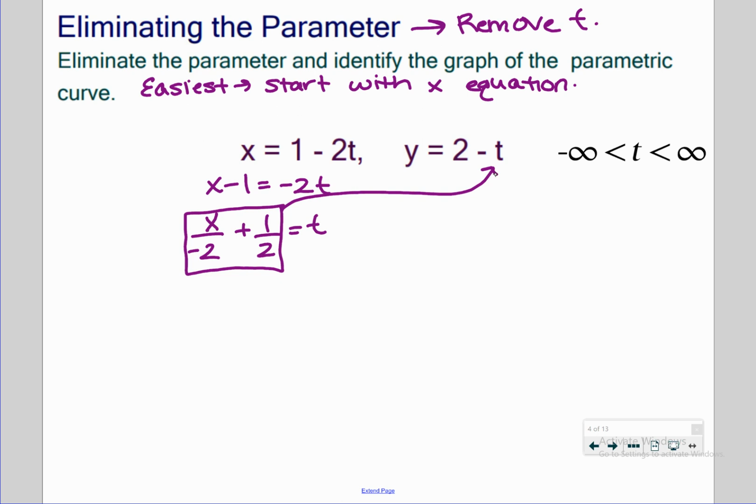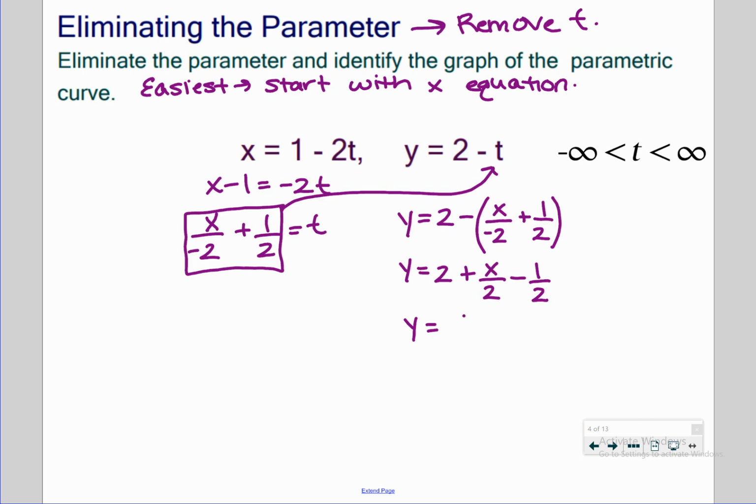and that will eliminate the t and just leave me with an x and a y, which is what I want. So y equals 2 minus x over negative 2 plus 1/2. And then we simplify. If I have a negative next to parentheses, I know I'm going to distribute it. So I'll have a positive x over 2 minus 1/2. I can combine like terms. A positive 2 and a negative 1/2 gives me 3/2 or 1.5.